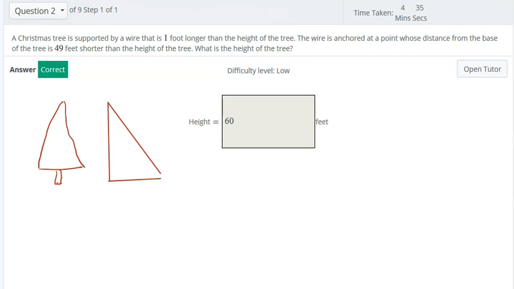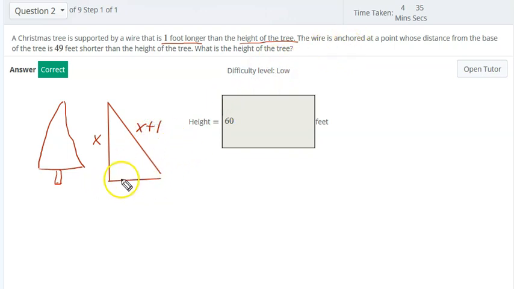So after reading it, there's your tree, and you're going to have a height of the tree that we don't know. So we're going to say that is x. Now the wire that's supporting the tree, that would be the hypotenuse, is 1 foot longer than the height of the tree. So this would be x plus 1.